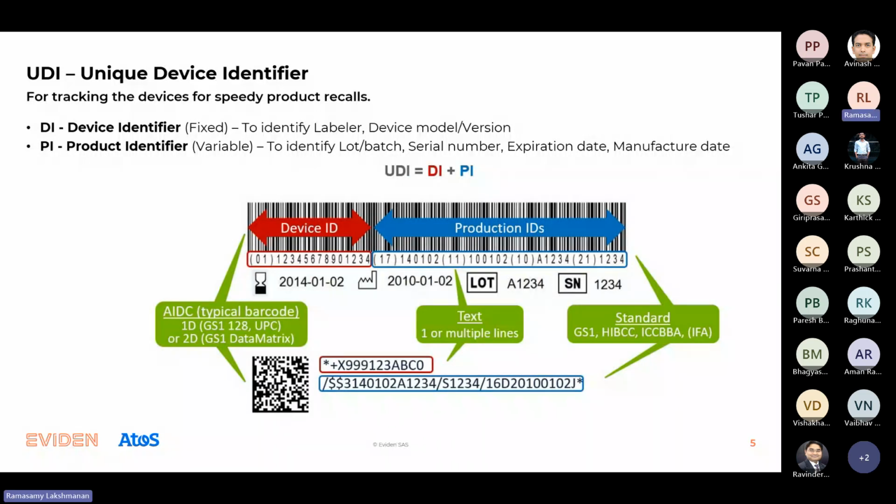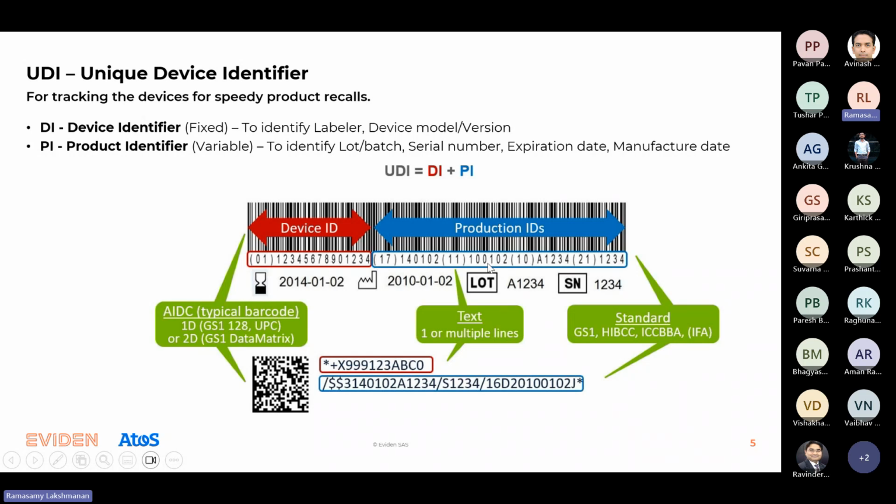assigned to each device. So this UDI will have two sections. One is the device identifier. Another one is the product identifier. The device identifier will always be a fixed element that identifies a specific version or model of the product. Basically, this device identifier is assigned by one of the issuing companies, like here GS1 will assign it, and the product identifier will be generated by us.